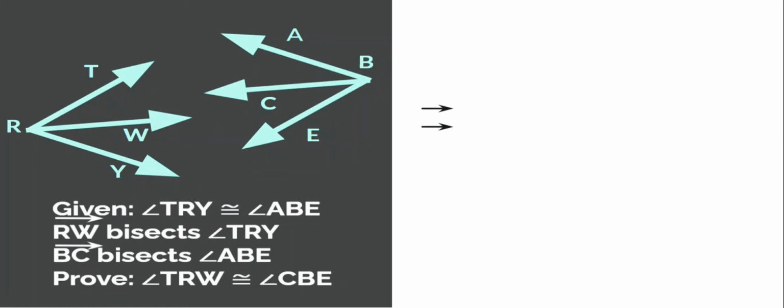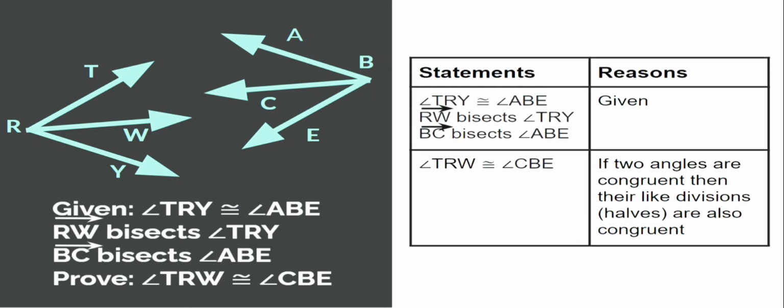Given are that angle TRY and angle ABE are congruent to each other, ray RW bisects angle TRY, and ray BC bisects angle ABE. They have asked us to prove that angle TRW is congruent to angle CBE. In our first statement, we write all are given, and the reason for that is because it's given to us. In our second statement, we have written that angle TRW is congruent to angle CBE. This is because of the division property. It states that if two angles are congruent, then their like divisions, which in this case would be a half, are also congruent.